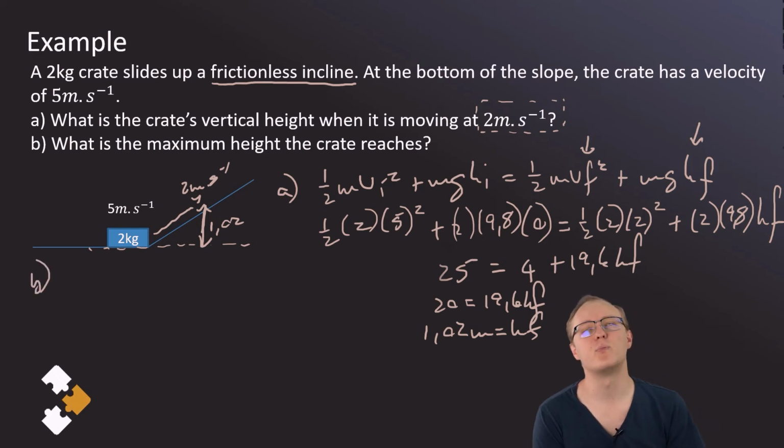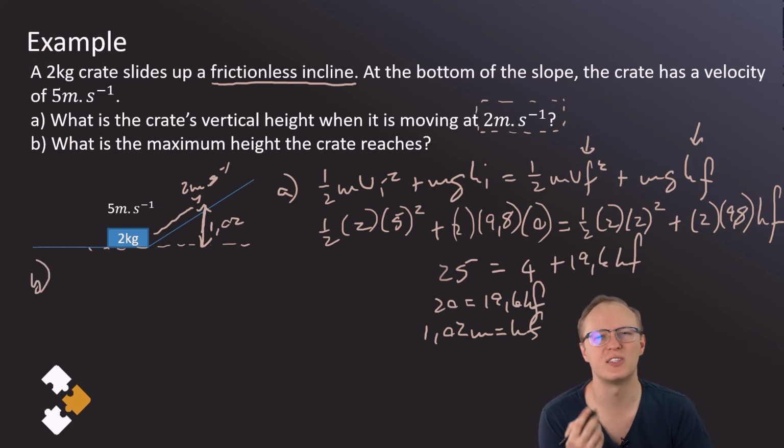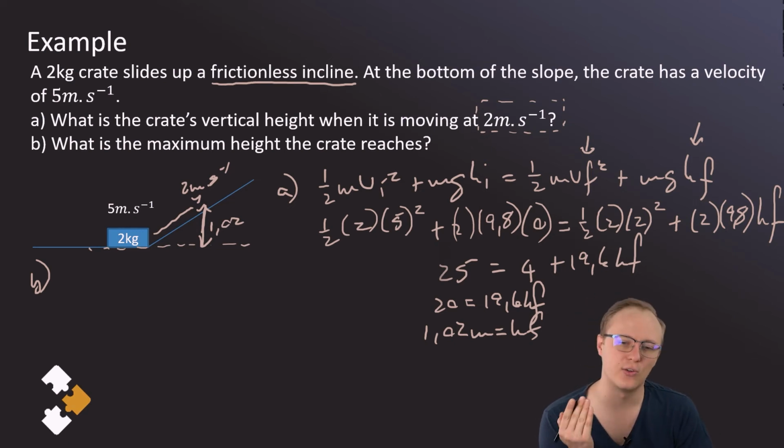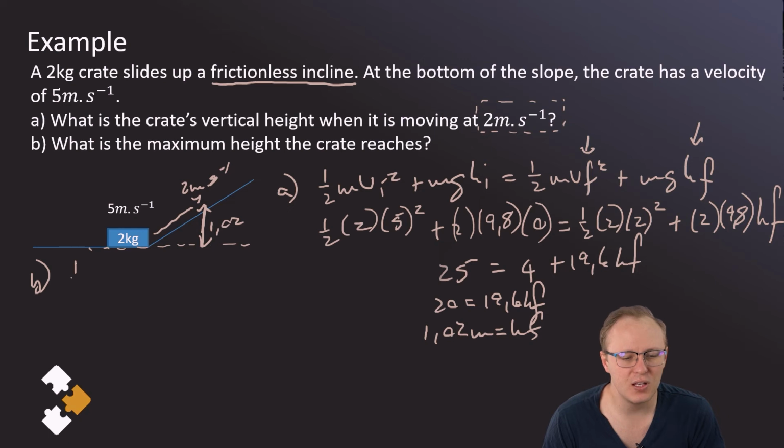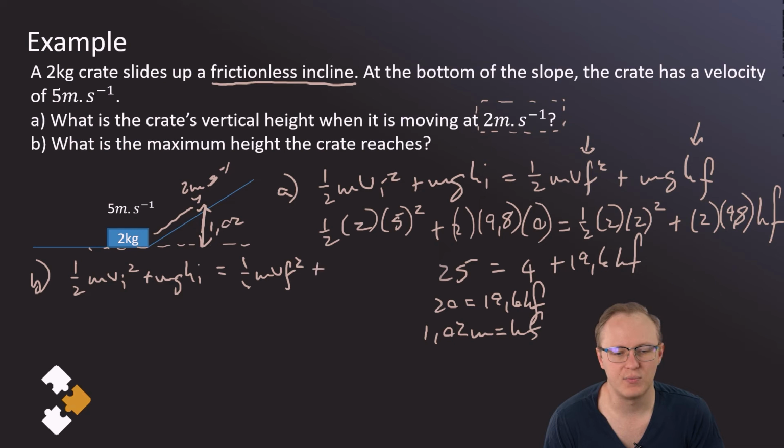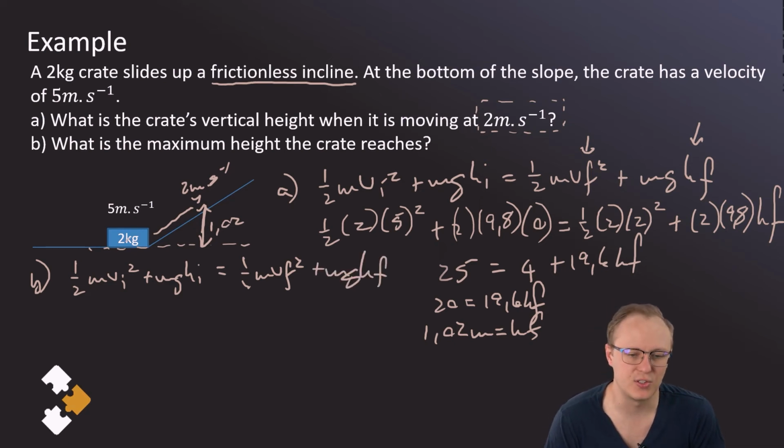Now, again, if we think back to not too long ago, somebody said something about the maximum height must be where the gravitational potential energy is at a maximum. And in order for that to be the case, the kinetic energy has to be at a minimum, which is 0. So at maximum height, kinetic energy is 0, right? So I'm going to do the same thing as before. Half m v_i squared plus m g h_i is equal to half m v_f squared plus m g h_f.